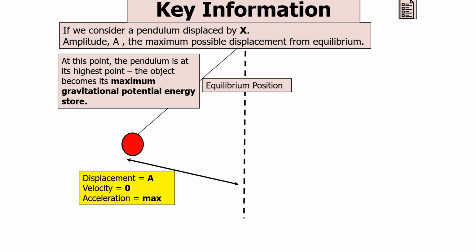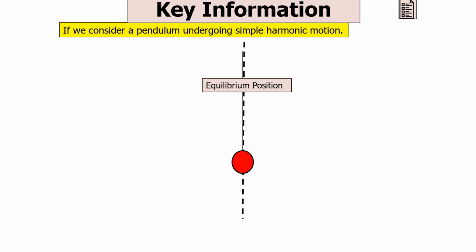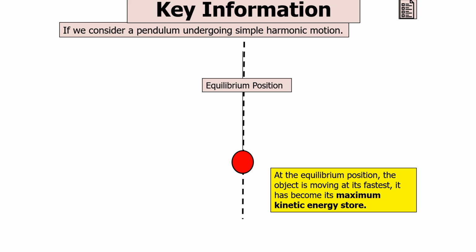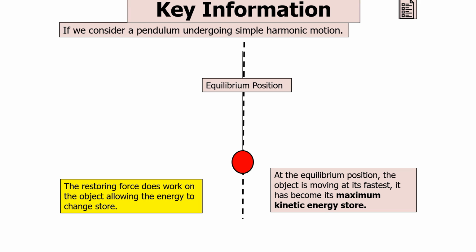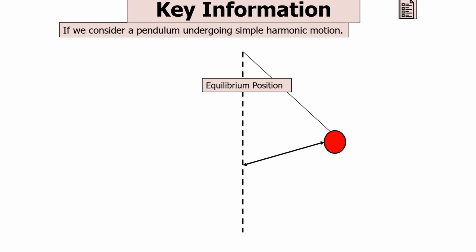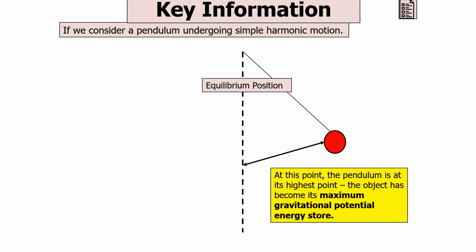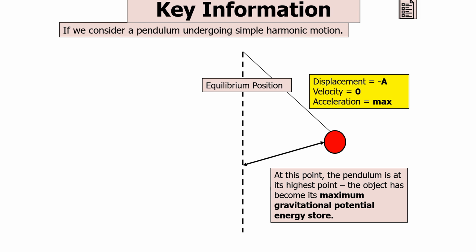a maximum. Now, if we continue to consider this pendulum undergoing simple harmonic motion, at the equilibrium position the object is moving at its fastest, so it has a maximum kinetic energy store. So we know here that the displacement is 0, the velocity is a maximum, and the acceleration is 0. Note, the restoring force does work on the object, allowing the energy to change store. If it then moves into the other displaced position, we know at this point the pendulum is at its highest point again, so the object has a maximum gravitational potential energy store again. So again, the displacement is minus A, the velocity is 0, and the acceleration is a maximum.